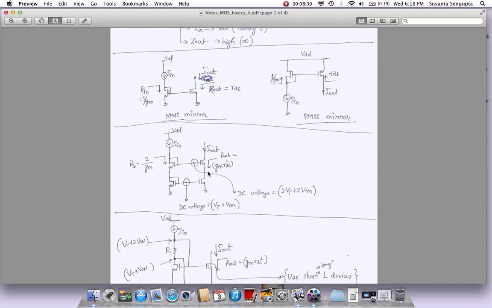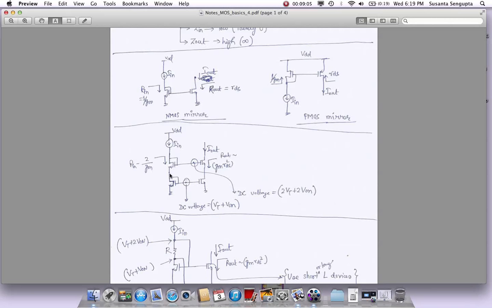Now this is good, but one of the problems I wanted to highlight is that this is difficult to do in today's technologies because of what we call a headroom issue. You have to have voltage available to be able to do this. What do I mean by that? What is the DC voltage that's going to be here? That DC voltage is going to be Vt plus Von, Von being VGS minus Vt. So we have a VGS here, which is Vt plus Von, which is the voltage here.